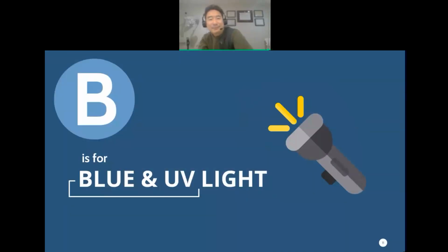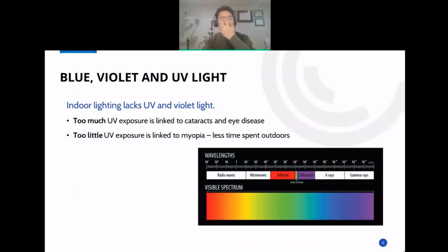So B is blue and UV light. Each time I do consults, I get a lot of questions. Hey doc, my kid's doing a lot of Zoom meetings. Can I get some blue light glasses so that my kid won't get myopia? You hear that a lot. It's kind of mixed in the literature. Does blue light actually help or not? We'll talk a little bit more about that.